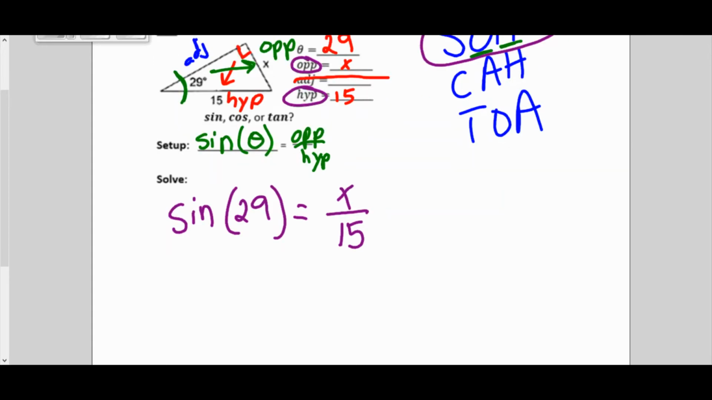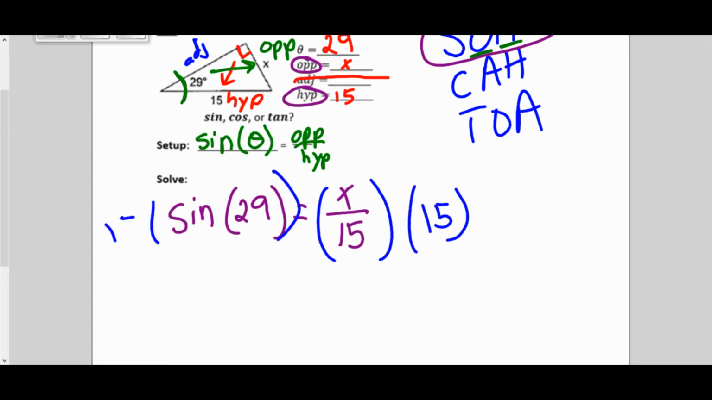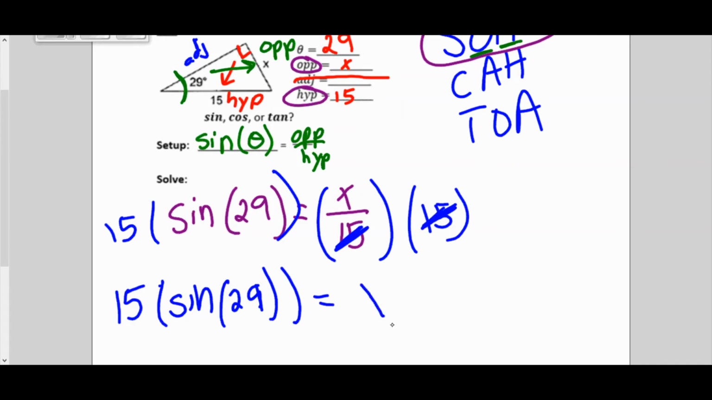We want to figure out what x is, so we want to figure out what our opposite is. What we'll do is multiply both sides by the denominator. So we'll multiply both sides by 15. We'll cross off the 15s. So this is 15 times sine of 29. In other words, don't plug that into your calculator just yet. Equals x.